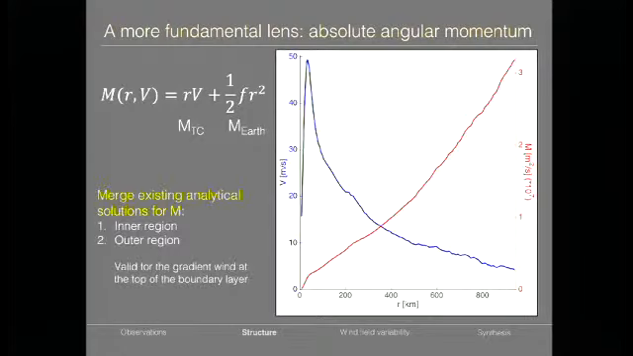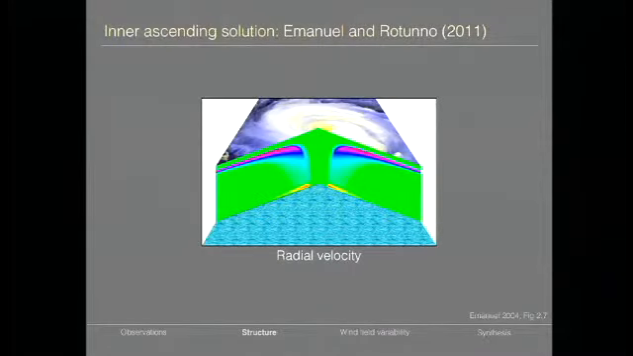So the idea, though, is that we actually have existing analytical solutions for this quantity M that's valid for the gradient wind at the top of the boundary layer that apply for 2 distinct regions, an inner region and an outer region. And so what I'm going to be doing is trying to merge those 2 things together and see what that gives us. So first is the inner ascending solution from Emanuel and Rotunno in 2011. And I call it ascending because it's really valid in the region where there's mean upward motion, sort of time mean upward motion. So there's persistent deep convection going on there.